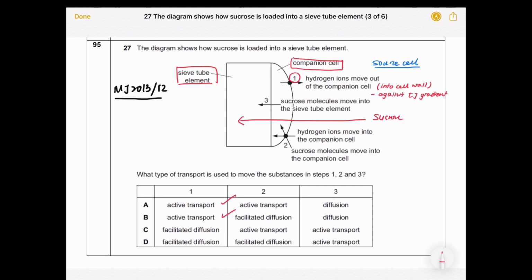Then step 2, we know that once the gradient is created, H plus will need to diffuse down the concentration gradient where sucrose is co-transported. And this method is known as facilitated diffusion. So don't choose active transport because it does not use ATP. So once the sucrose is already transported into the companion cell, step 3, how do they enter the sieve tube element? They enter the sieve tube element via the plasmodesmata. So it's a diffusion. So the answer is B.